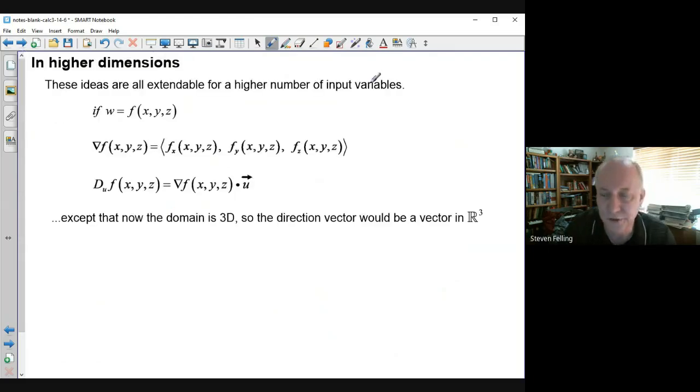So all these ideas are luckily extendable with no changes into any number of higher dimensions. So if you have, say, w as a function of x, y, and z, where the domain is 3D space, now you can't really graph it very easily. The gradient vector would be partial of the function with respect to x for x, partial with respect to y for y, partial with respect to z for z. And the direction can be the gradient dot a unit vector, but this unit vector can be anywhere in 3D space, not restricted to the xy plane because the domain is 3D. So all these ideas are extendable into any number of dimensions.